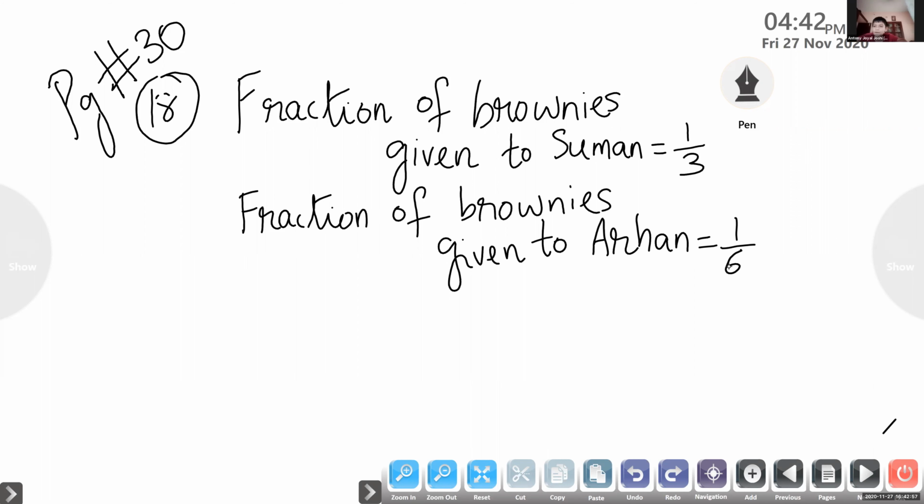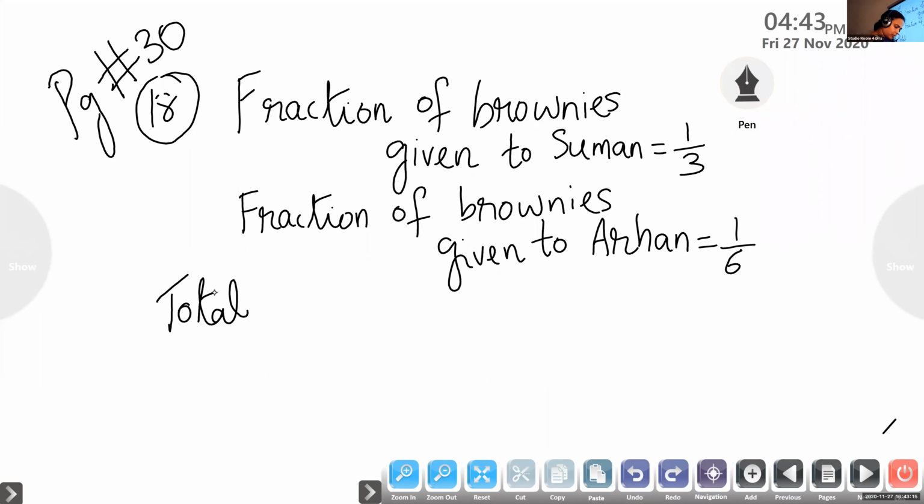Okay, next step, total fraction. Total fraction that is given to Suman and Arhan. So what can we write? It's 3/6. Ma'am, 3/6. Okay, right, 3 and 6. Next step.